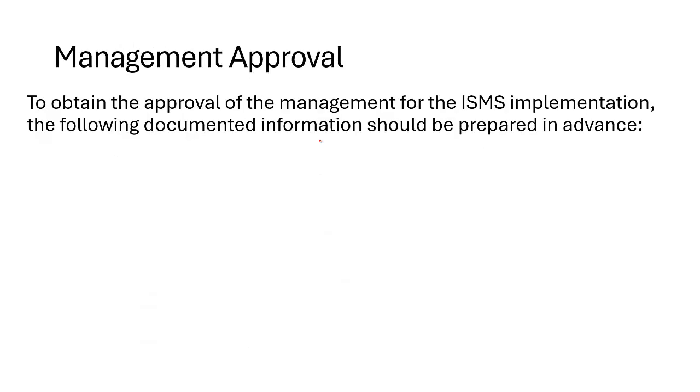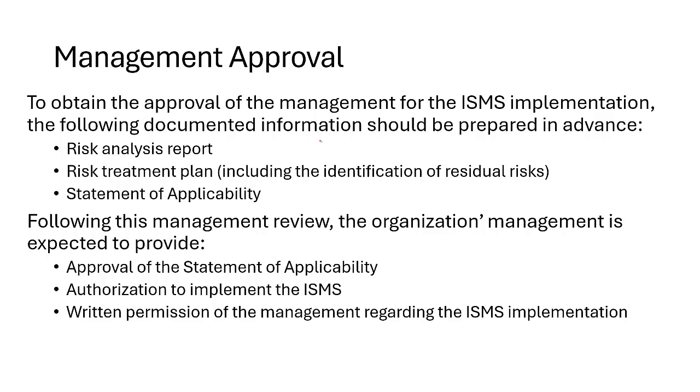So now the question is, what is the next step? Once you are done with your risk analysis report, you have a treatment plan and SOA, submit this to the management for approval. And we need this email as evidence because an auditor will ask for the evidence. So email evidence is approval, authorization, and written permission. That's our next step.